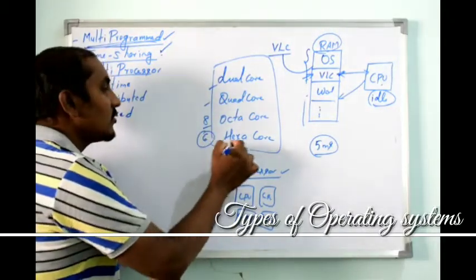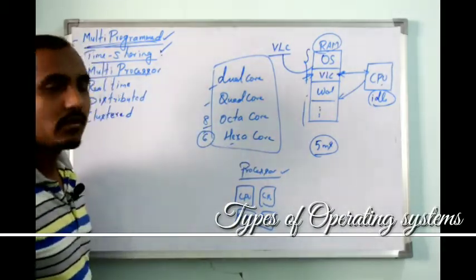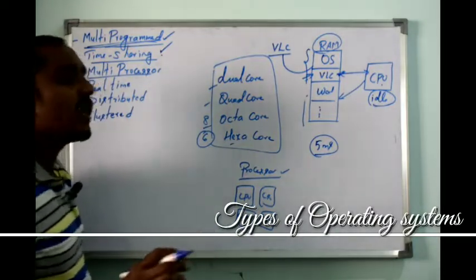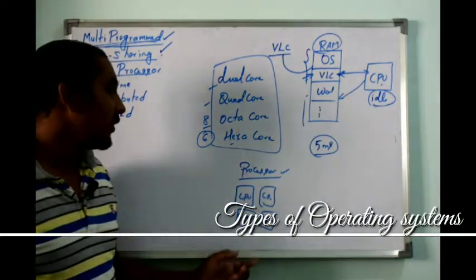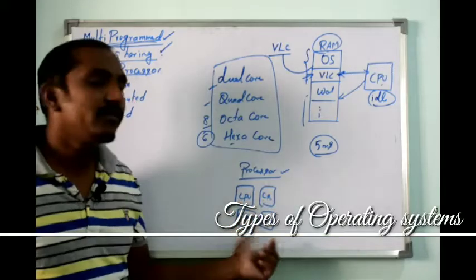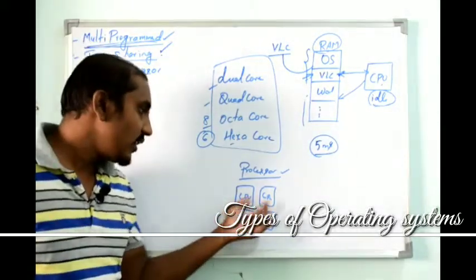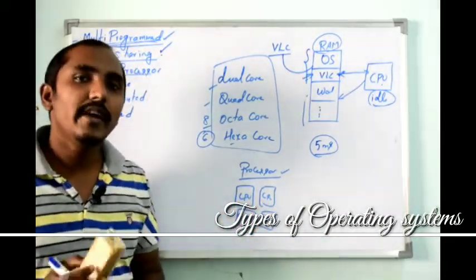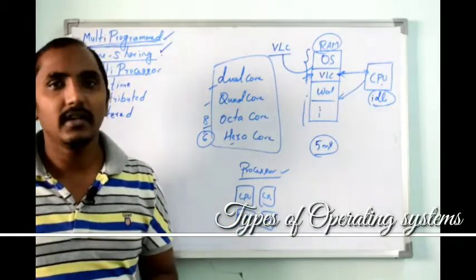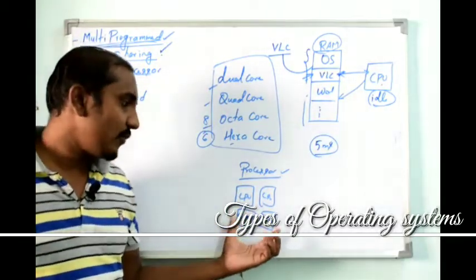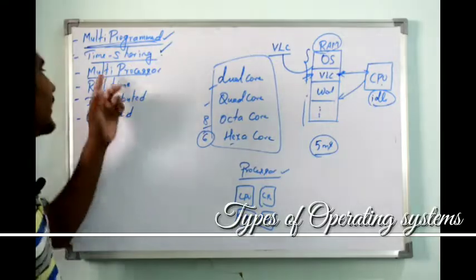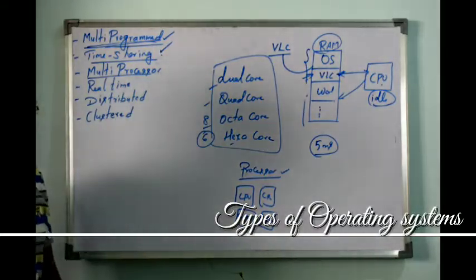With 6 cores, we are going to call it hexacore. That is nothing but in a single microprocessor we are going to have this many CPUs, where each and every CPU will be capable of executing individual programs separately. This type of representation we will consider as a multiprocessor operating system.